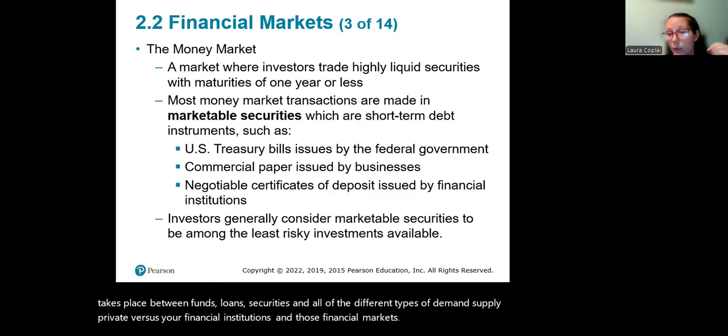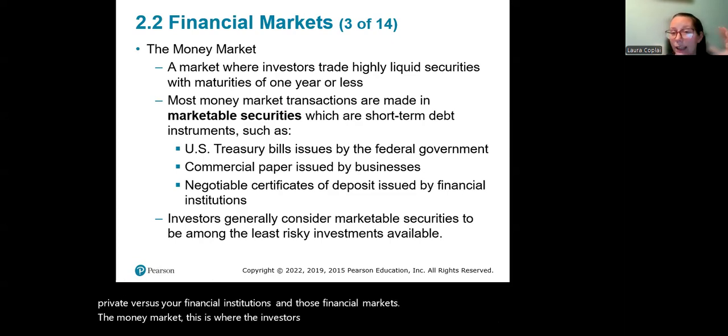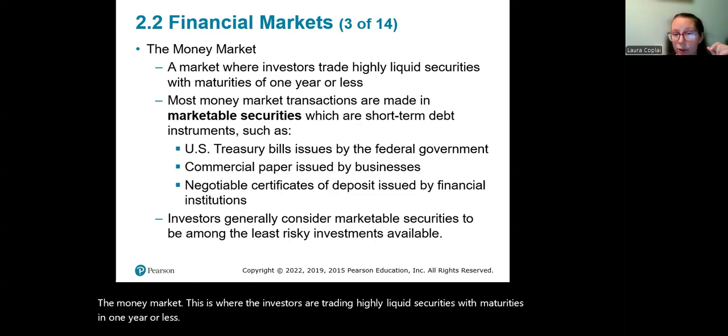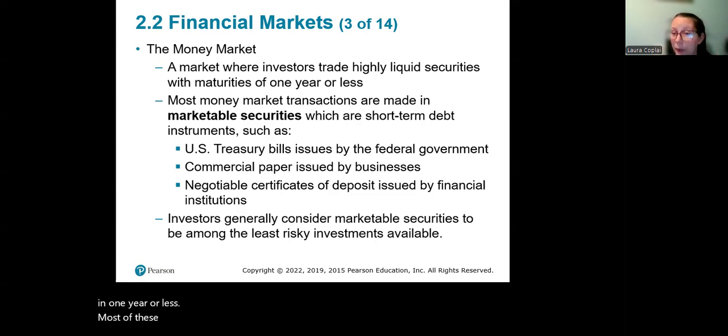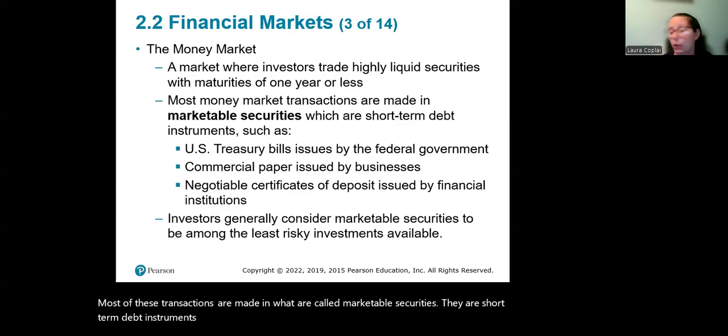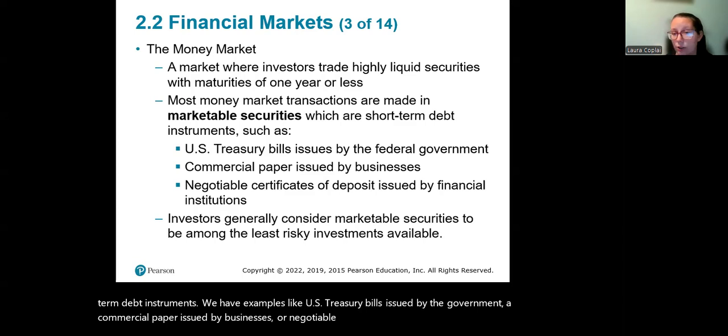The money market, this is where the investors are trading highly liquid securities with maturities of 1 year or less. Most of these transactions are made in what are called marketable securities. They are short-term debt instruments. We have examples like U.S. Treasury bills issued by the government, commercial paper issued by businesses, or negotiable certificates of deposit issued by financial institutions.